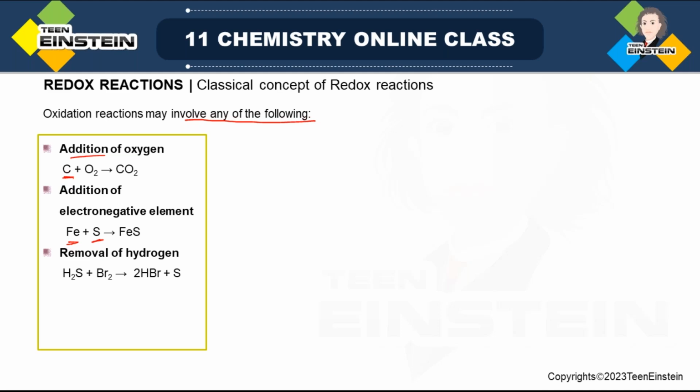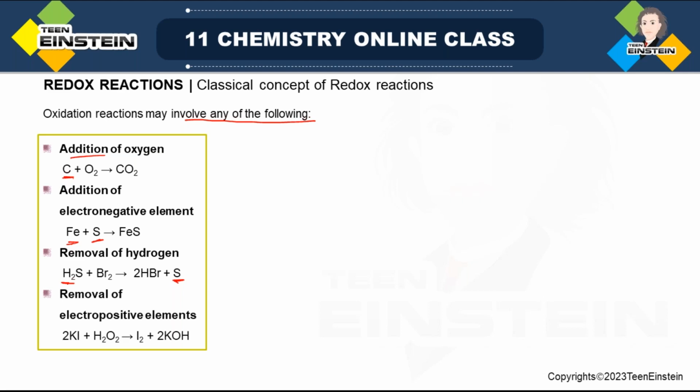Now the third way you can define an oxidation reaction is removal of hydrogen. So here we have H2S plus bromine. From H2S you can see that after the reaction is over, there is only sulfur left. That means from H2S the hydrogen part is gone and sulfur is now in its elemental form. So this is the third way you can define an oxidation reaction, which is removal of hydrogen.